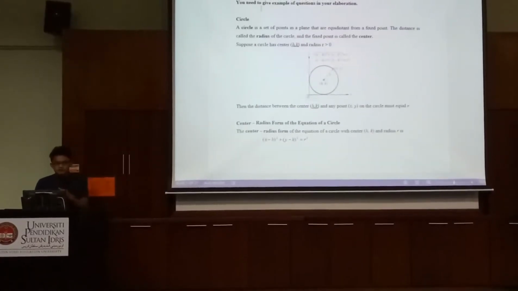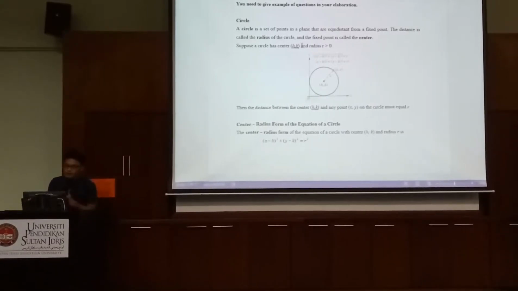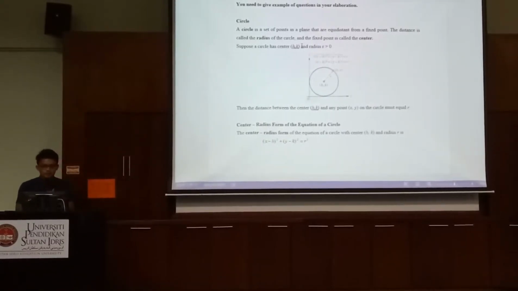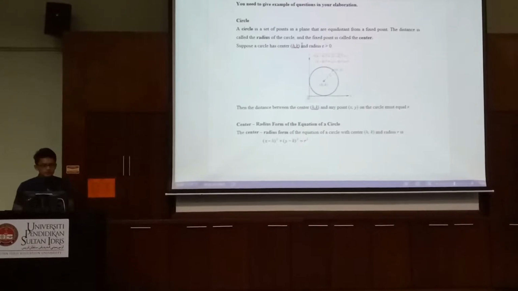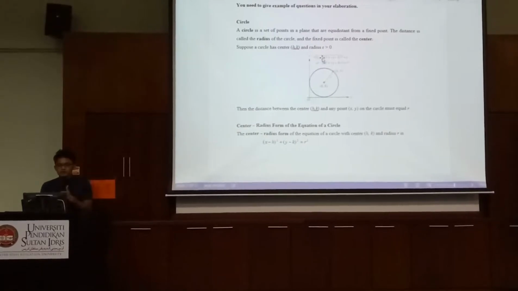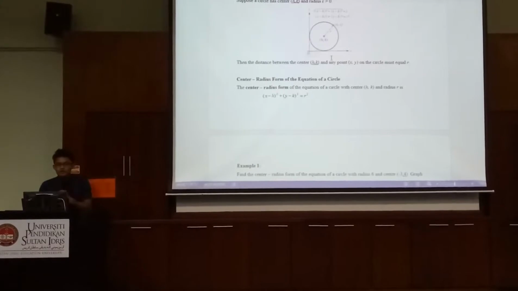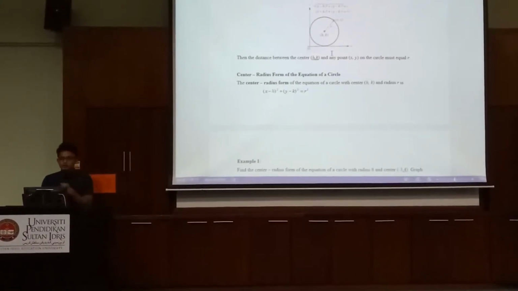First sekali adalah circle. Okay, a circle is a set of points in a plane that are equidistant from a fixed point. The distance is called the radius of the circle, and the fixed point is called the center. Suppose a circle has center (h, k) and radius r greater than 0. Okay, kat sini kami sertakan contoh dia.